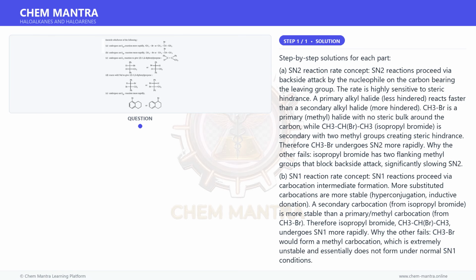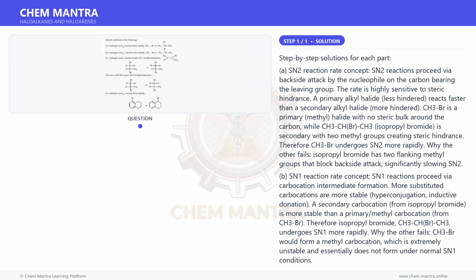E. SN1 reaction rate for naphthalene derivatives concept. SN1 rate depends on carbocation stability. The left structure has Br at C1 of a dihydronaphthalene where C1 is allylic to an endocyclic double bond but also part of a vinyl allylic system. However, the carbon bearing Br is sp2-like or has limited stabilization. The right structure has Br at C1 of 1,2,3,4-tetrahydronaphthalene, tetralin, where C1 is a benzylic sp3 carbon adjacent to the aromatic ring.